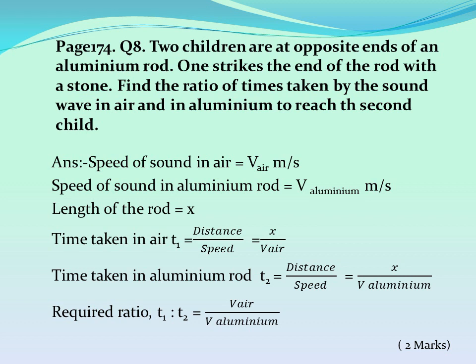Answer: speed of sound in air equals V air meter per second. Speed of sound in aluminium rod equals V aluminium meter per second. Length of the rod equals x. Time taken in air T1 equals distance by speed equals x by V air. Time taken in aluminium rod T2 equals distance by speed equals x by V aluminium. Required ratio T1 is to T2 equals V air by V aluminium.